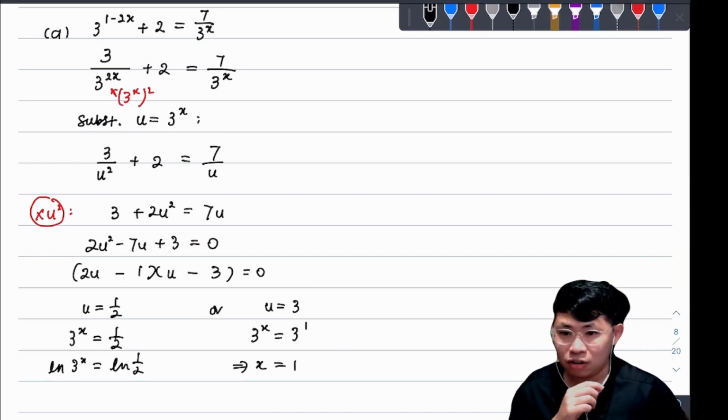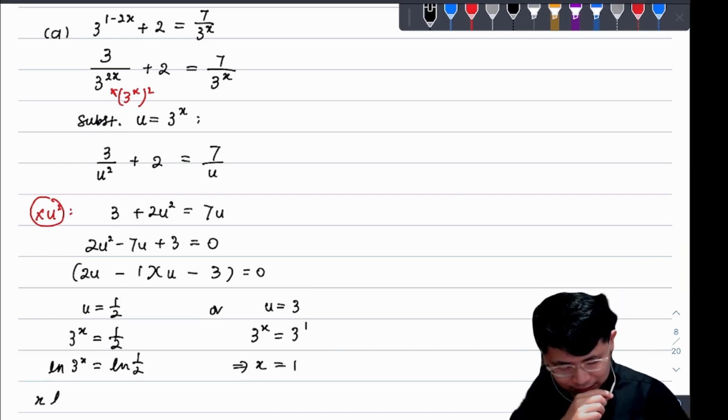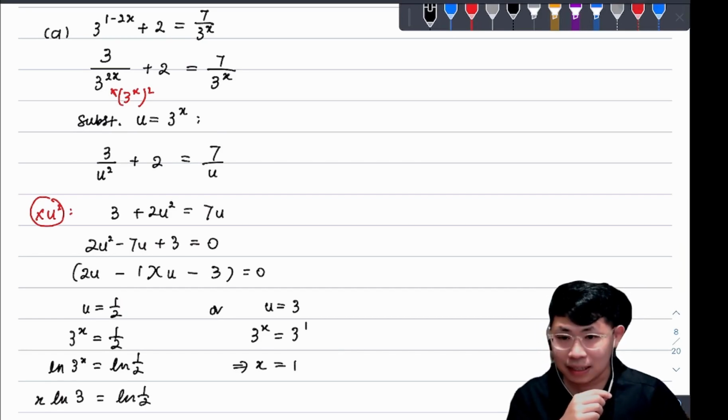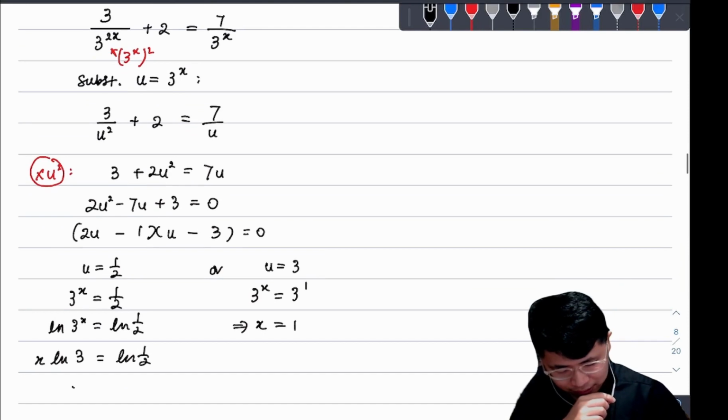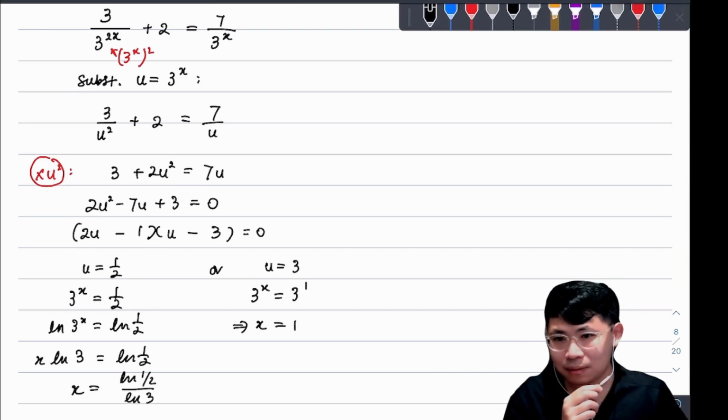Okay, we can do the ln of both sides. Then x ln 3, by the law of logarithm, will be this. One more step over here: x would be equal to ln half over ln 3. So this is one way to do it.